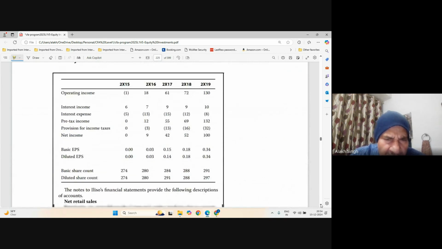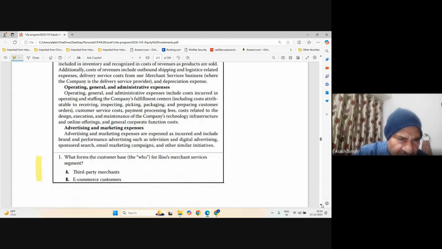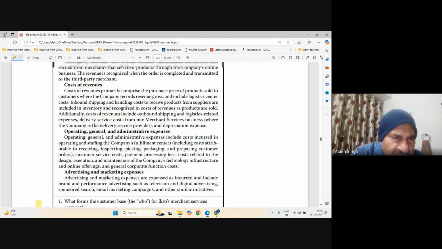Now, what does it want to tell? The notes provide the following: net retail sales. Retail sales are earned from the company's online product sales. Okay, so these are the notes. So let's go down and see what the question is. What do we need to learn? What forms the customer base for the Eliso Merchant Services segment? Okay, so let's see where the merchant services segment is.